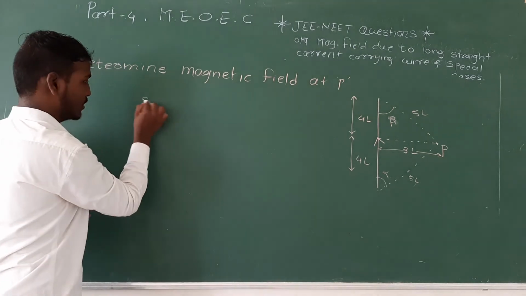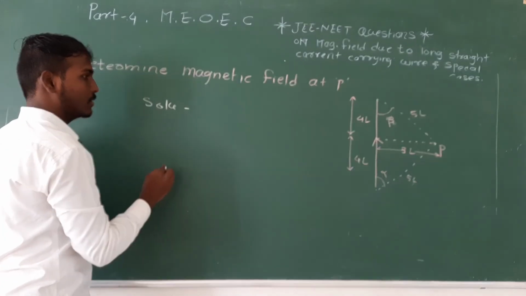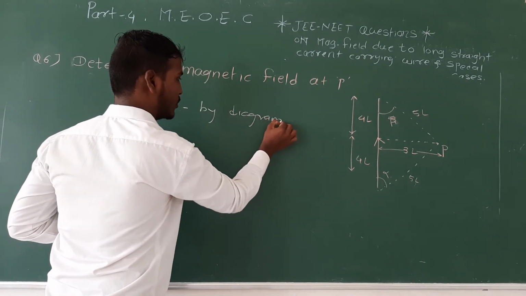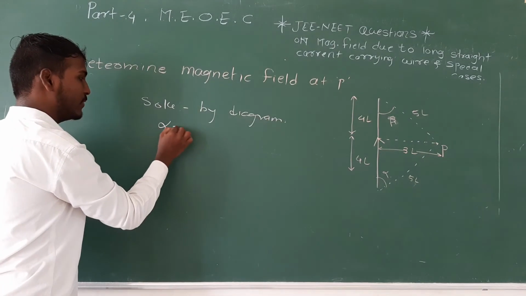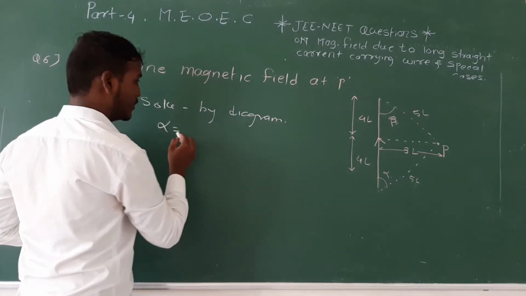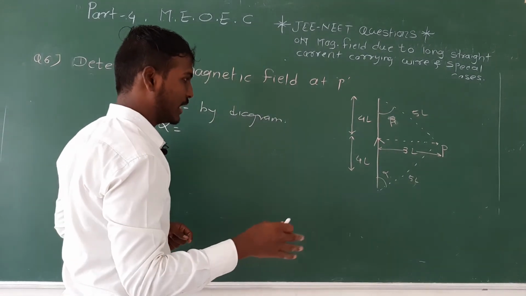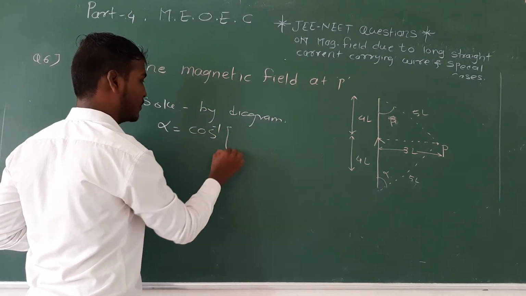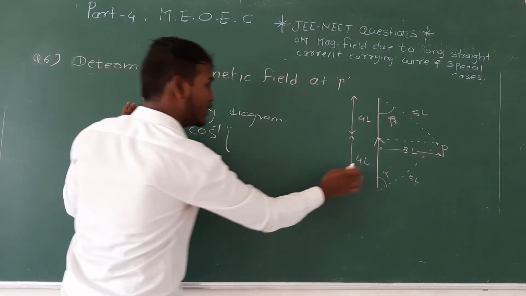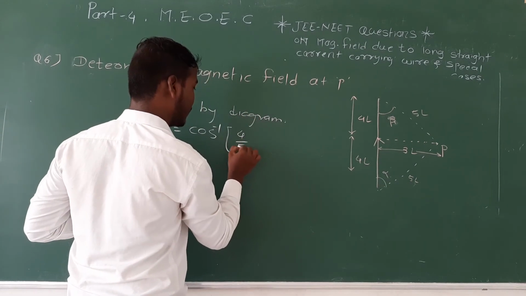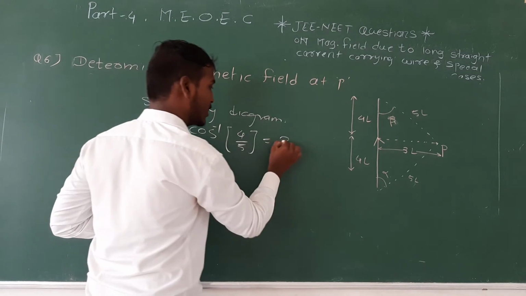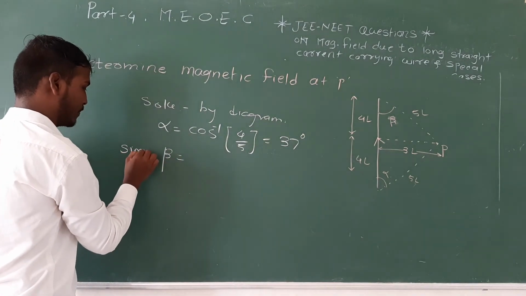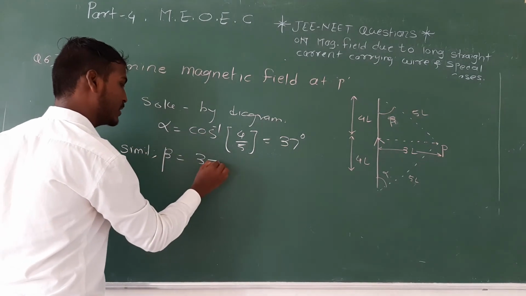So here the solution is like, by diagram you can find out alpha. You can use any sine or cos. Let us use cos. So cos alpha will be 4L by 5L, that is 4 by 5. And you know that this angle is nothing but 37 degrees. Similarly for beta, beta will also be 37 degrees.